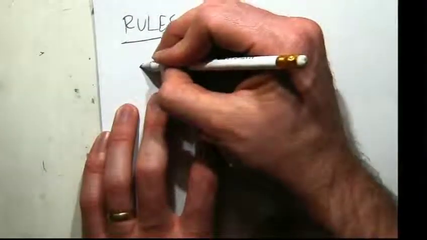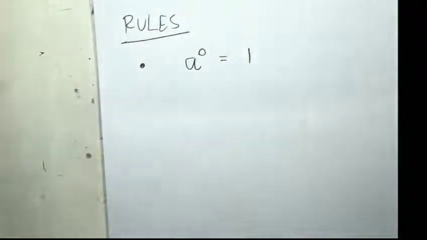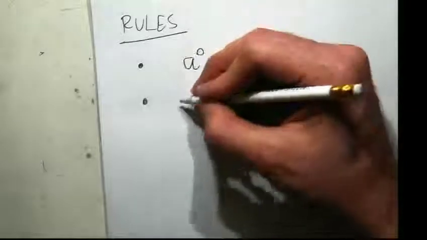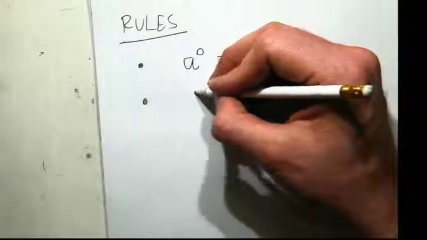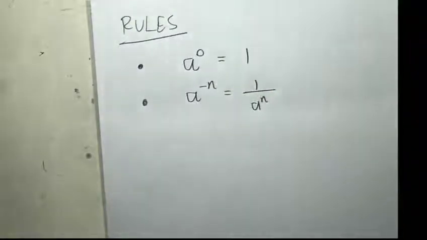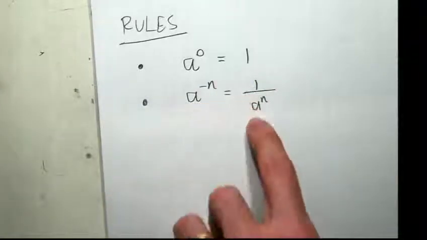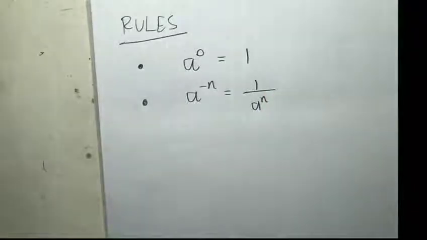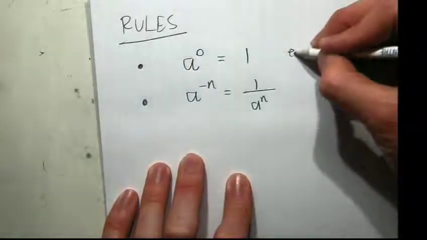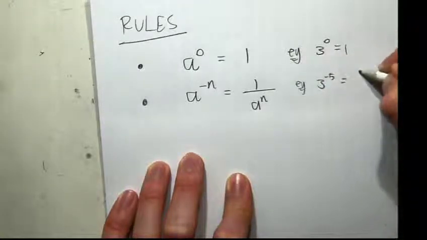So, my first rule is any number to the power of 0 is always 1, as long as that number is a positive number. And the other rule is any number to a negative power. They're the definitions of what those mean. So you can imagine that 3 to the power of negative 5 is the same as 1 over 3 to the power of 5, like that. Just as an example, I'll put examples on the side. E.g., 3 to the power of 0 is 1. E.g., 3 to the power of minus 5 is the same as 1 over 3 to the 5.